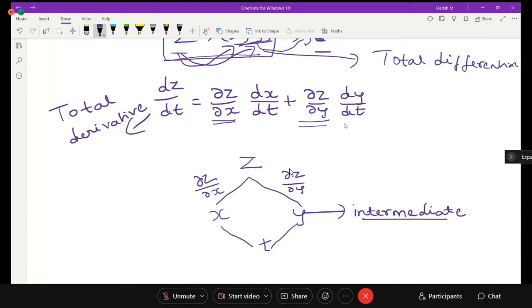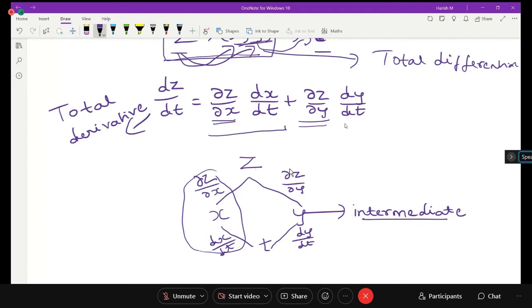Yes, sir. Okay, but x is dependent on how many variables now here? One variable. Therefore, I will get dx by dt, and even y is dependent on how many variables? One. t. So you just write this as one term. That's what I have written here. Dou z by dou x into dx by dt. Am I correct?